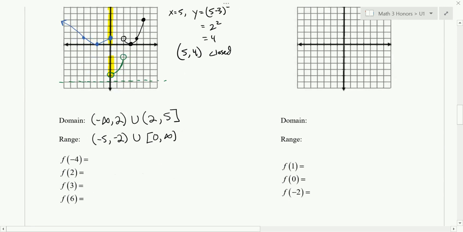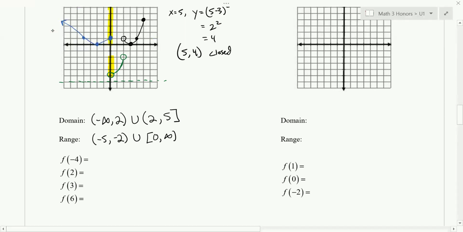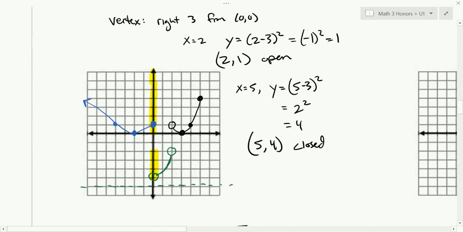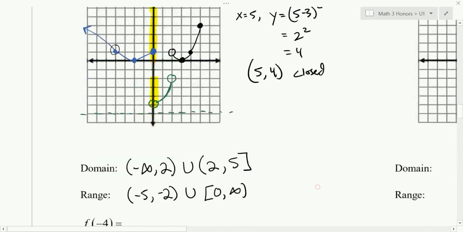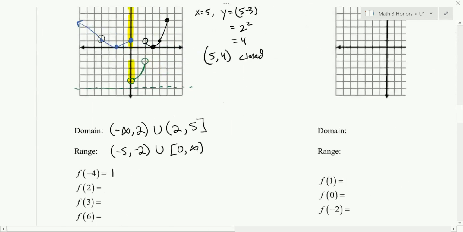So when you're evaluating, if you have a graph and a function, you could pick which one you want to evaluate from. And often it's quicker and easier to evaluate just from the graph. So for example, f of -4, well, I could say, where's -4? 1, 2, 3, 4. That point right there. So what's the y value of that point? 1. And so we know f of -4 is 1. You could also plug it into the equation above, and that would give you 1 as well.